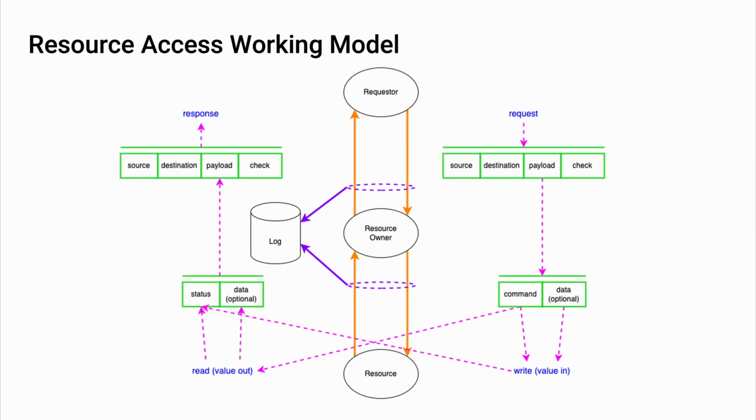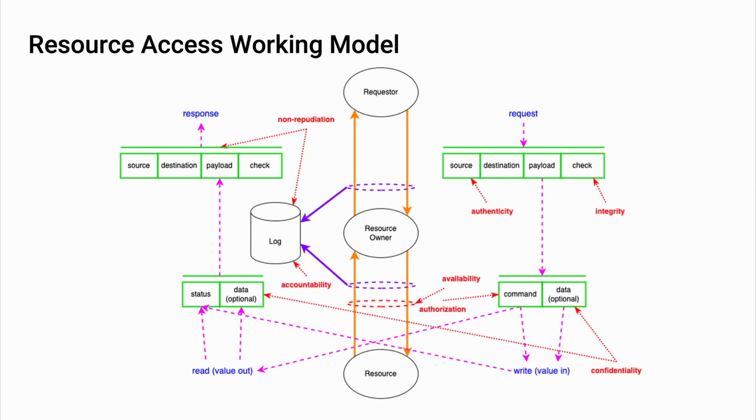Let's consider this from the standpoint of the data flows themselves. A request comes in, has a source, destination, and payload. There may be integrity checks. That payload represents a command with optional data. The command will either perform a write operation, in which case there's a value in, or a read operation. The result of the operation comes back as a write status or read data that goes into a payload, which forms a response. Finally, in red we see the cybersecurity properties and where controls would be applied.